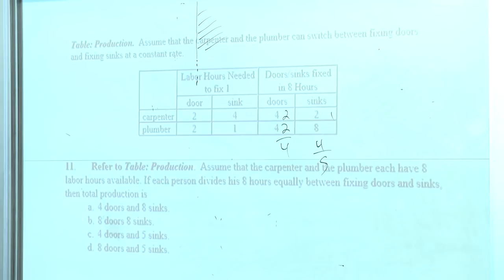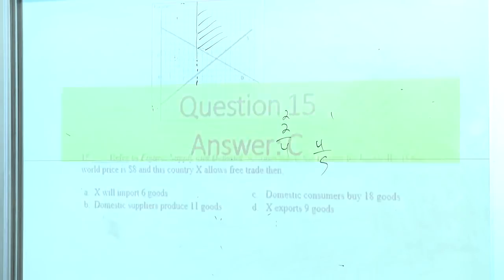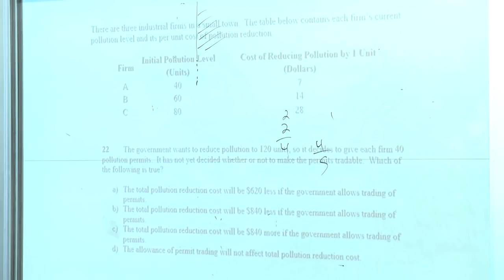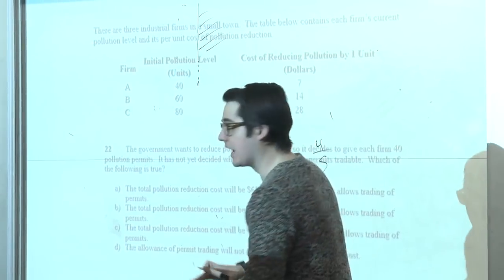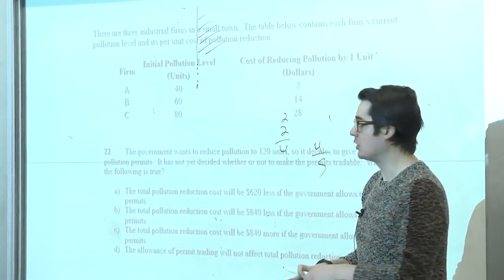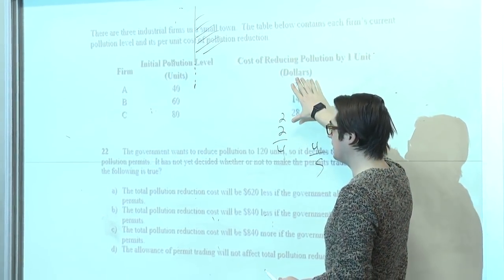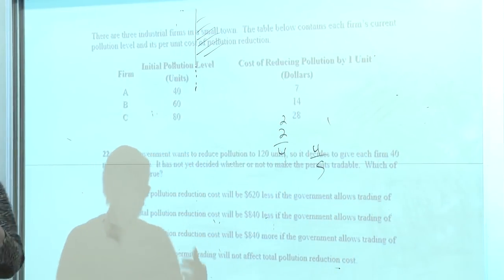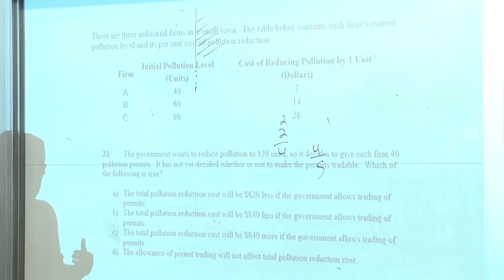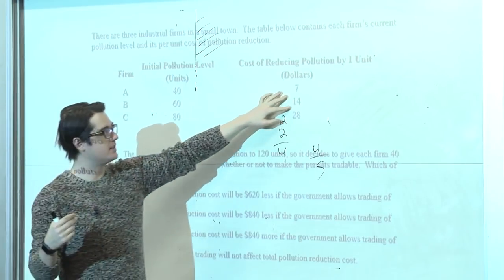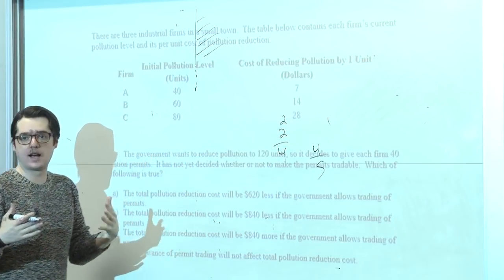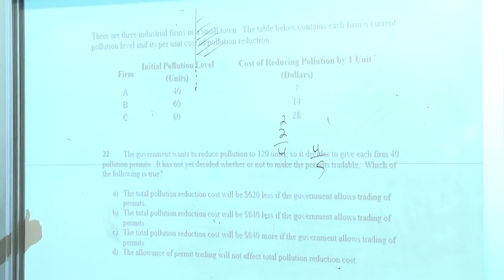But 22, the idea with 22 is that you have a scenario where you cannot trade the permits or you can trade the permits. If you can't trade the permits, then everyone will pollute 40 units of pollution, and anything in excess of that they need to reduce. So it's going to be 20 times 14 plus 40 times 28. That's the total cost of reducing pollution when they cannot trade their permits.